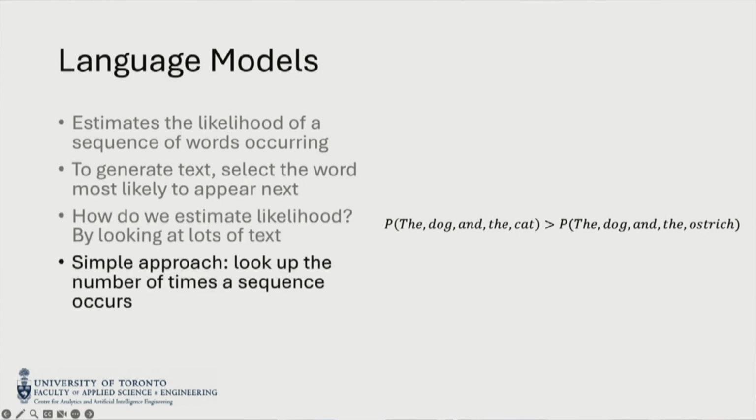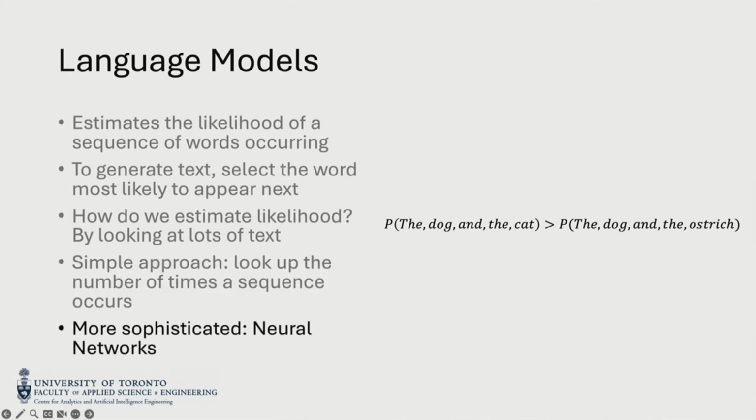A very, very simple approach to this is, for some given sentence, we can look up the number of times that sequence occurs in some reference data set. Of course, this approach isn't very sophisticated, and it quickly runs into the issue of requiring more and more data the longer the sequence of text that we want to evaluate is. So there are many more sophisticated approaches, and in the last couple of decades, these have largely revolved around neural networks.